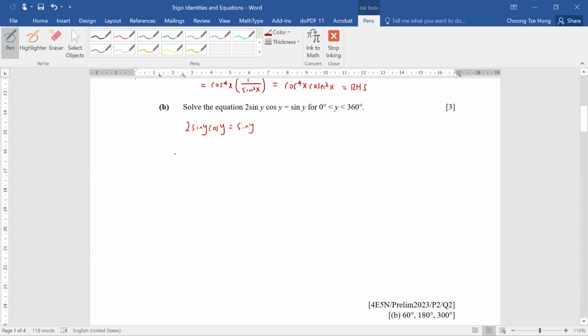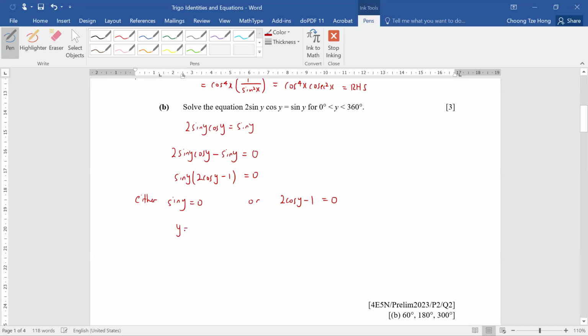So how do you handle this? You always want to bring everything to the left-hand side such that the right side is 0. Then you proceed to factorize out sine y, so this will be sine y times 2 cosine y minus 1. So either sine y equals 0, and then you can solve for some particular values of y, or 2 cosine y minus 1 equals 0. You always want to come to a state whereby you have something times something equals 0. Then it's either the first term is 0 or the second term is 0.